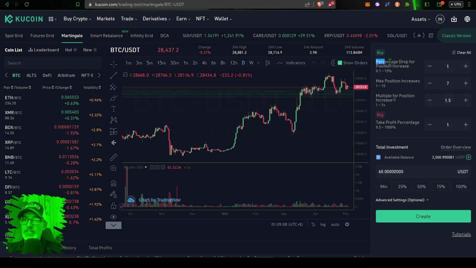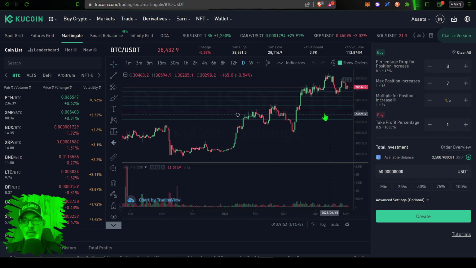And the first thing I need to configure is the price drop for position increase. So I'm looking for the price to drop anywhere between 0.01% to 15%. Let's start at, let's say, 3% drop in price. And if we take a look over here at the chart, you can see the green lines would indicate buy orders for when the price actually goes down 3%. So each line should be 3% from the current price.